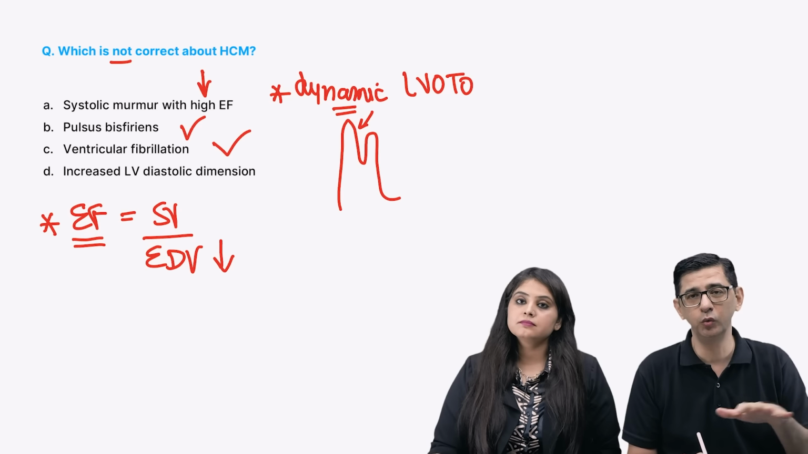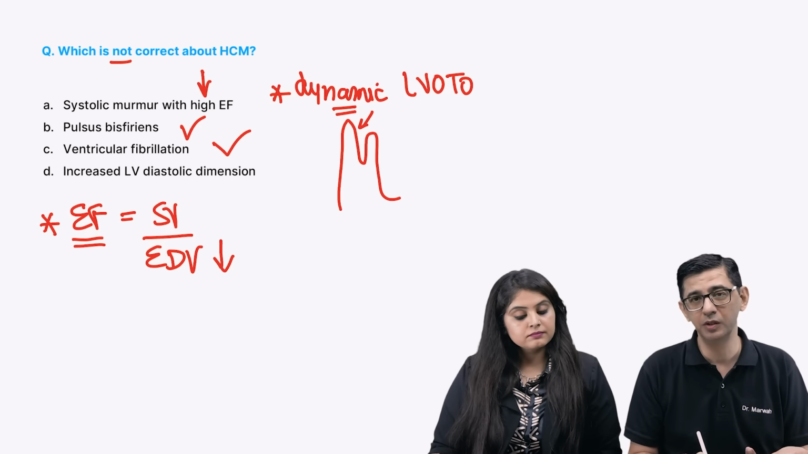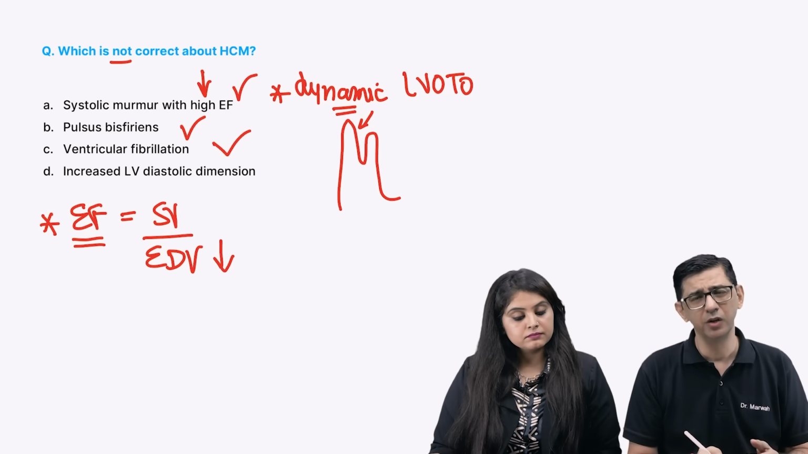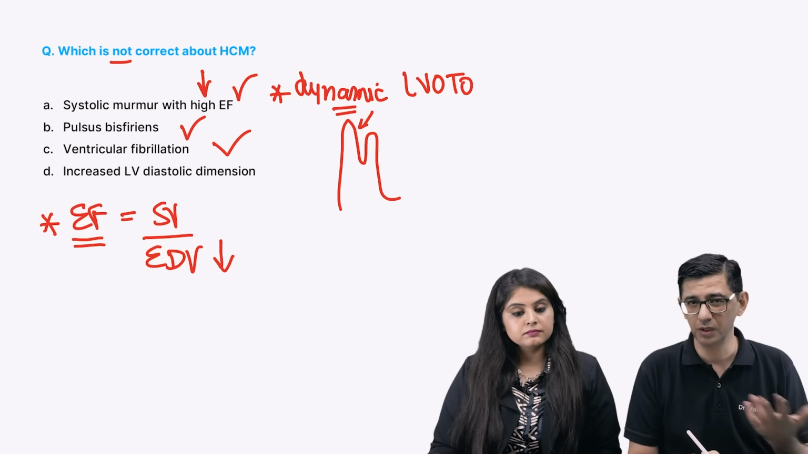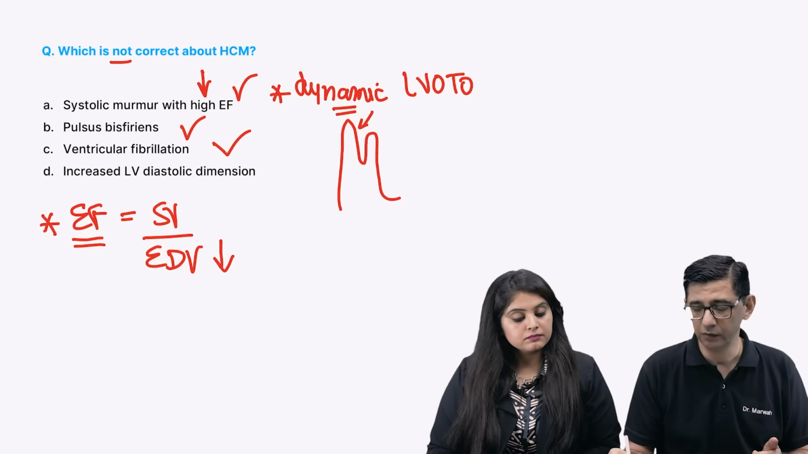It has nothing to do with the actual hemodynamics of a patient. Less blood comes in, less goes out in these patients, and because it's an outflow tract obstruction, you get a systolic murmur as well. So that leaves you with one option by exclusion, and that is what I want you to practice. Exclusion skills for MCQs: increased LV diastolic dimension.